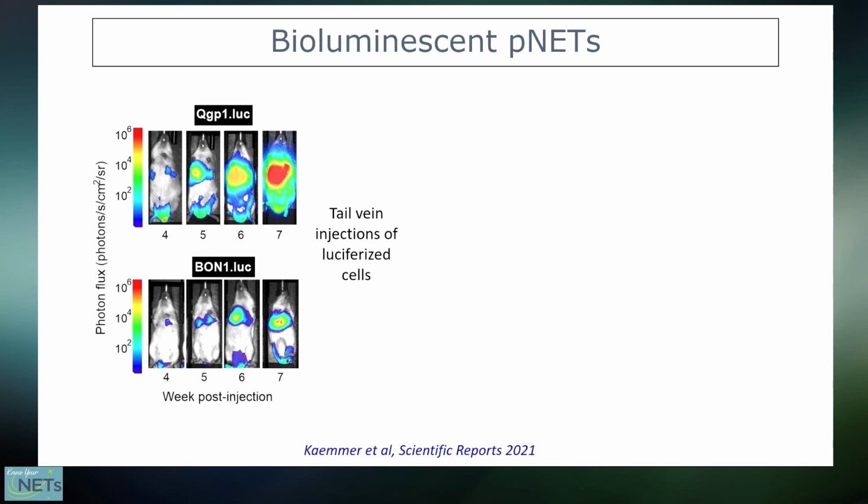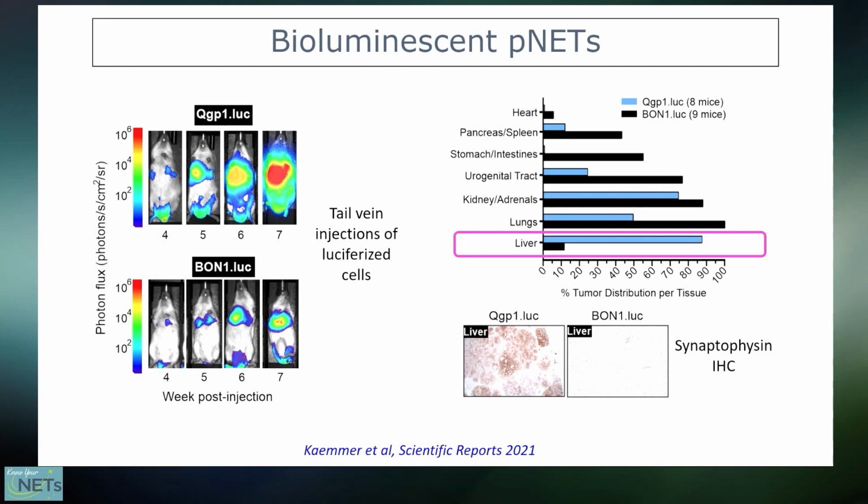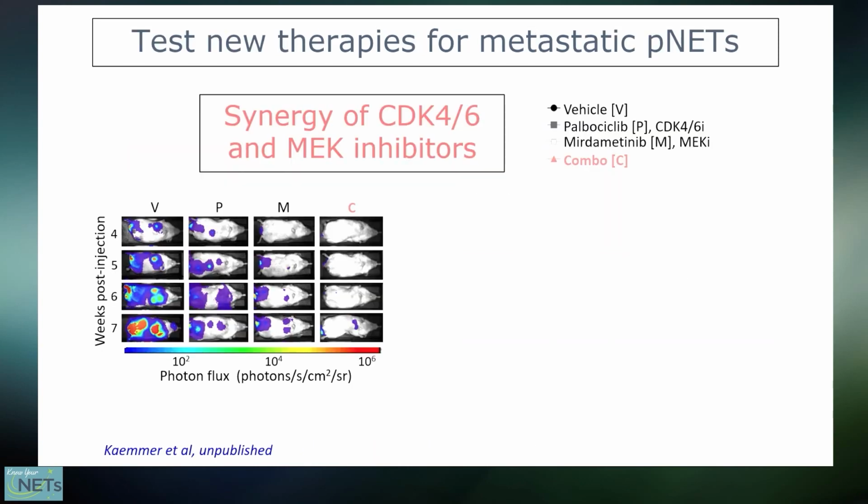So here we performed tail vein injections of cells that express a luciferase gene. And we imaged the tumor growth over a 7-week time period. And you can see with increasing luminescence that the tumors are growing. We then imaged the tissue distribution, and we see that some of these cells go into many different tissue sites in the animals, and that the QGP1 PNET cell preferentially homes to the liver, which is very interesting and relevant for human patients because that's where PNET tumors often metastasize to.